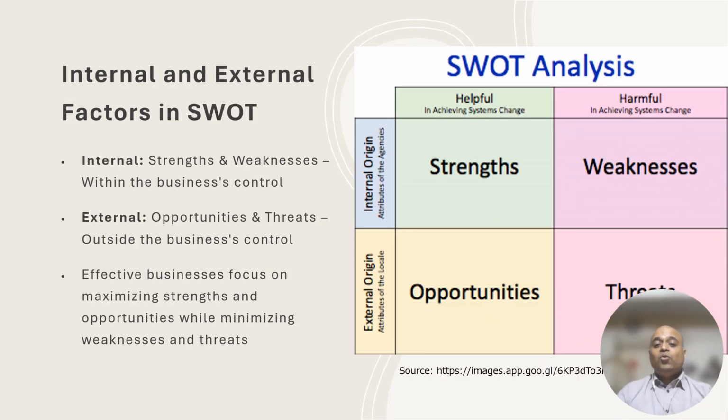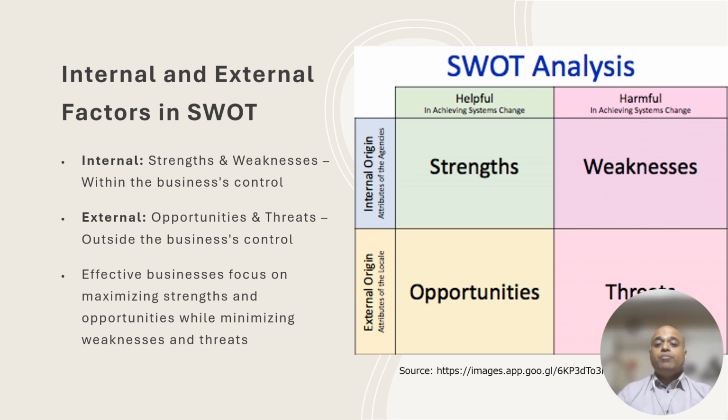Now that we know what SWOT analysis is, let's dive deeper into its two key aspects, internal and external factors. Every business faces challenges and opportunities, but some things are within its control, while others are not. That's where we divide SWOT into internal and external factors. Internal factors, strengths and weaknesses. These are the things a business can control. Think of them as the company's inner strengths and weaknesses.